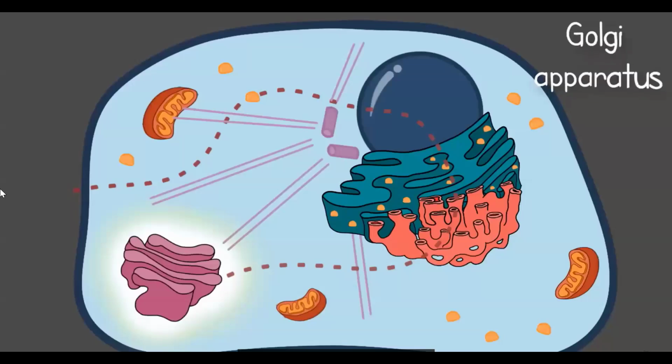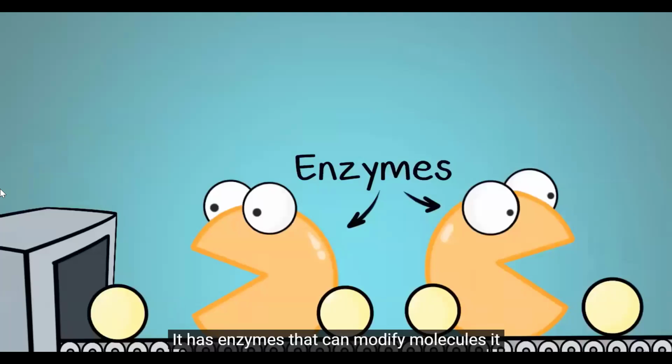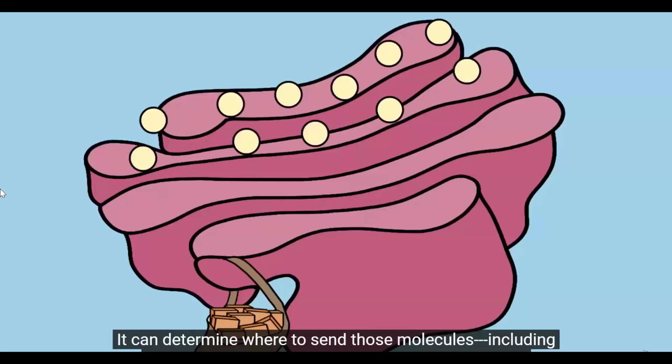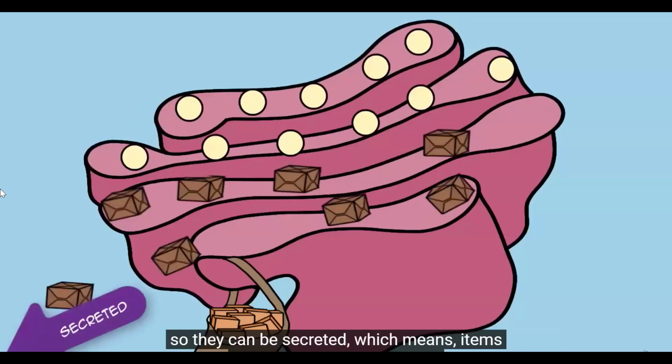Next, the Golgi apparatus. It's the ultimate packaging center. It can receive items from the transport vesicles that pinched off the ER. It has enzymes that can modify molecules it may receive and sorts the material it receives as well. It can determine where to send those molecules, including some that may eventually be sent to the membrane, so they can be secreted, which means items that can be sent out of the cell.